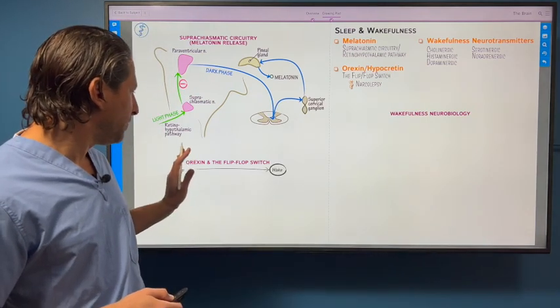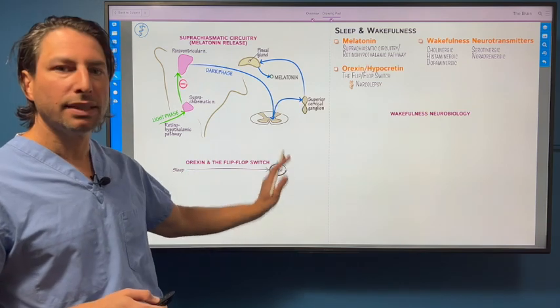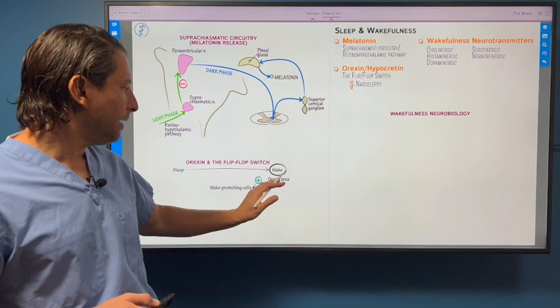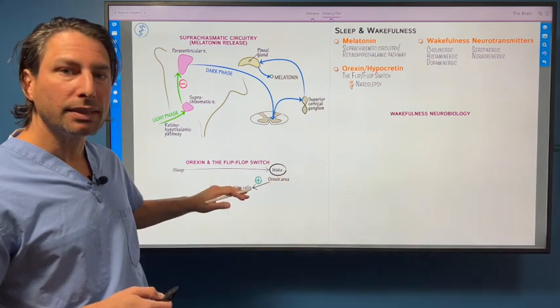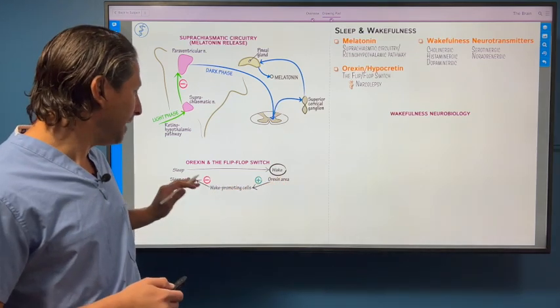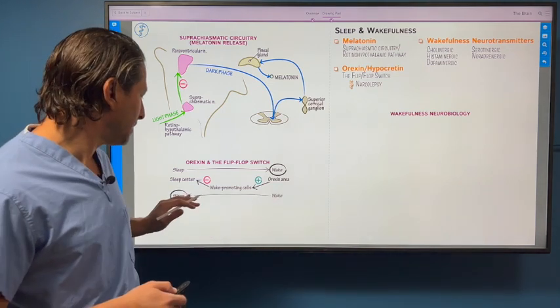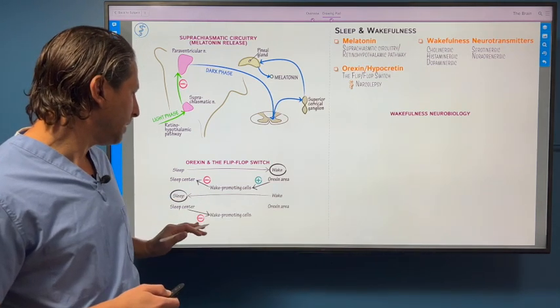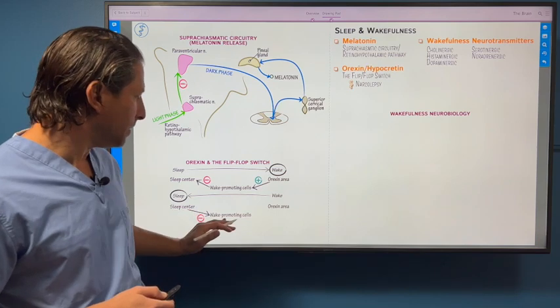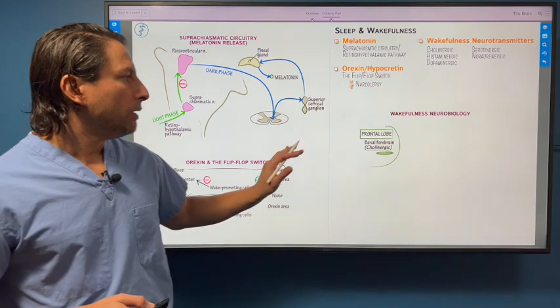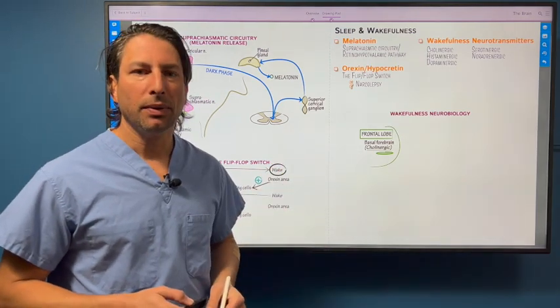If we want to move from sleep to wakefulness and maintain wakefulness, the orexin area stimulates wake-promoting cells and also inhibits the sleep center. In contrast, if we want to remain in the sleep phase, then the sleep center inhibits these wake-promoting cells. So what are the wake-promoting cells?